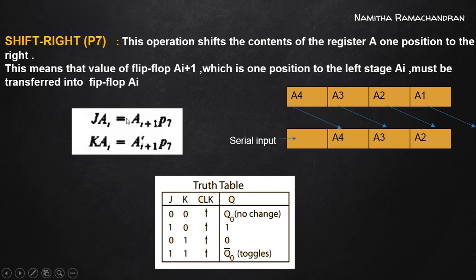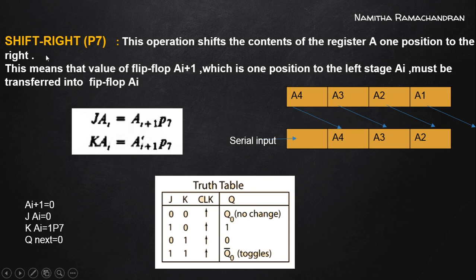What is the reason for setting this complemented form here? For that, consider this example. Suppose the AI plus 1th state is now holding the value 0. So the J input is assigned this 0. 0 and P7 is 0 itself. And the K input is the complemented form of the AI plus 1th value, that is 0 complement is 1, and 1 and P7 is P7. Whenever this P7 value becomes 1, the shift right operation occurs. So now the J value equals 0 and the K value equals 1 and P7.